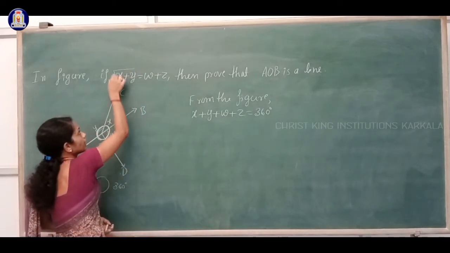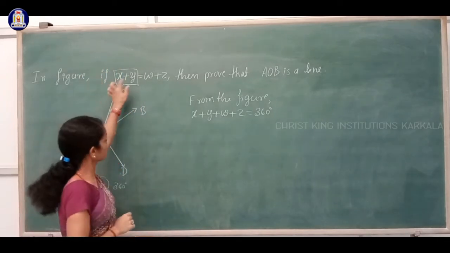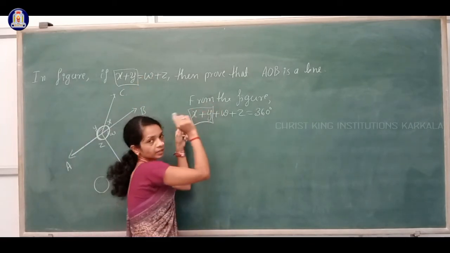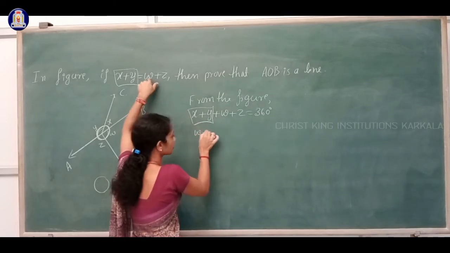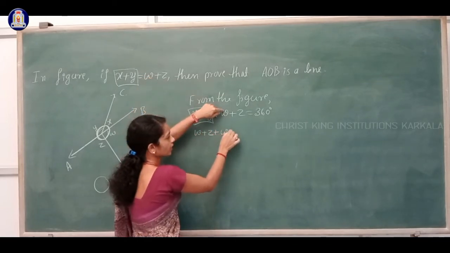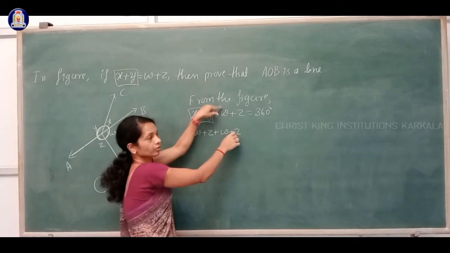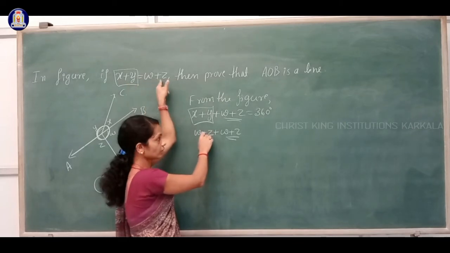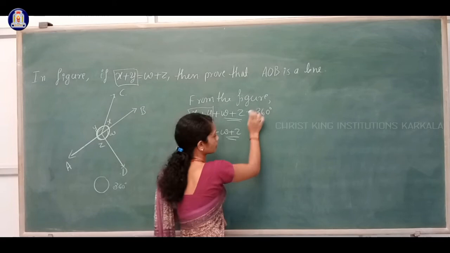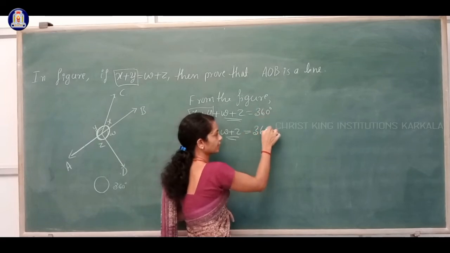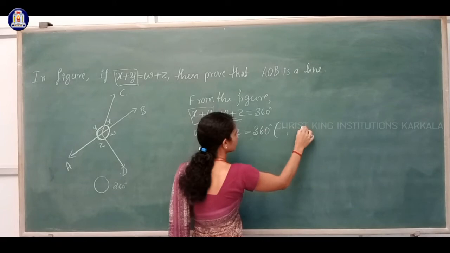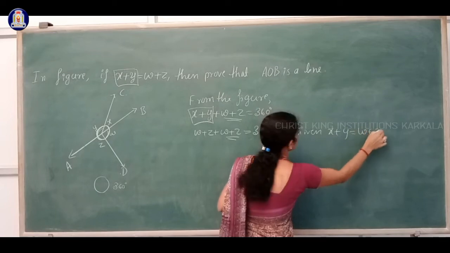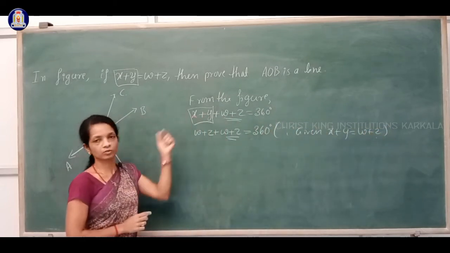Now here you see angle x plus angle y. x plus y is equal to what? w plus z. So here I will replace this x plus y by w plus z, and this w plus z I will keep as it is. This one is already there, and this one I replaced by w plus z. That is equal to 360 degrees, since we are given x plus y is equal to w plus z, which we used here in place of x plus y.